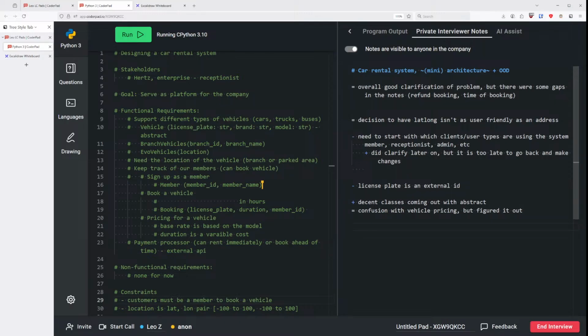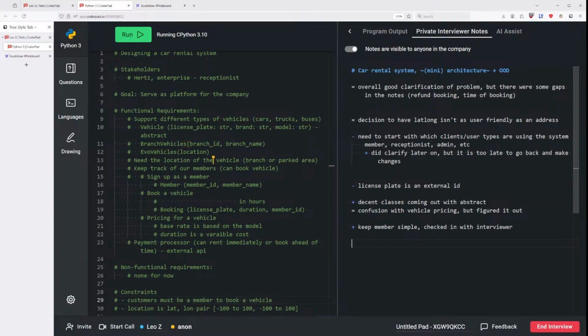All right, and then what else? We need the location of the vehicle. Can we assume that the location of the vehicle, let's say there's a tracker device within all the vehicles, at least for the EVs? Yeah, sure.